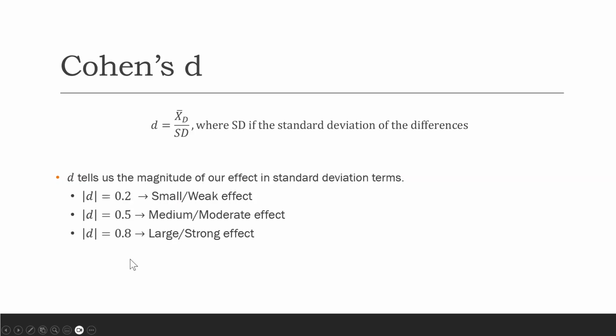It can range in absolute value. It can be any value. It can be greater than 1, greater than 2, greater than 3, greater than 4. But we usually indicate a small or a weak effect at 0.2. Once it gets to 0.5, we say that's a medium or moderate effect. And once it gets to 0.8, we say we have a large or a strong effect.